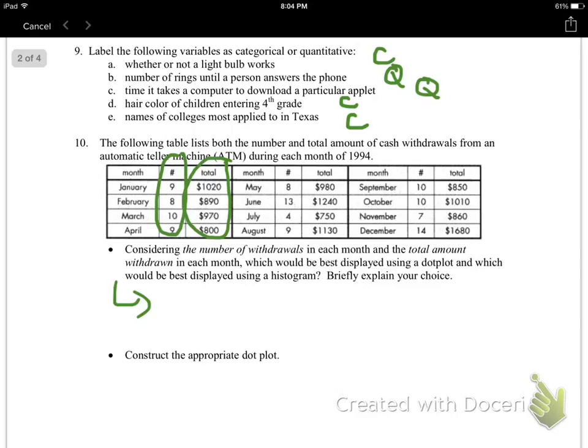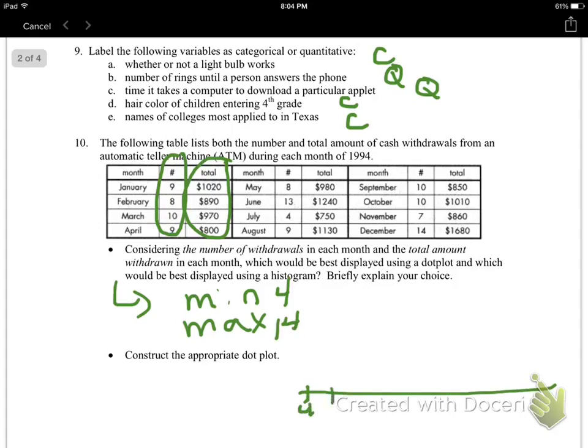Okay, but now they want us to do a dot plot. So whenever I do a dot plot, I find my min. And you're going to have to know how to graph, and I find my max. I think my min is 4, and my max is 14. Okay, so I'm going to do a dot plot, and I'm going to put 4, 5, 6, 7, 8, 9, 10, 11, 12, 13, 14. And this is withdrawals.